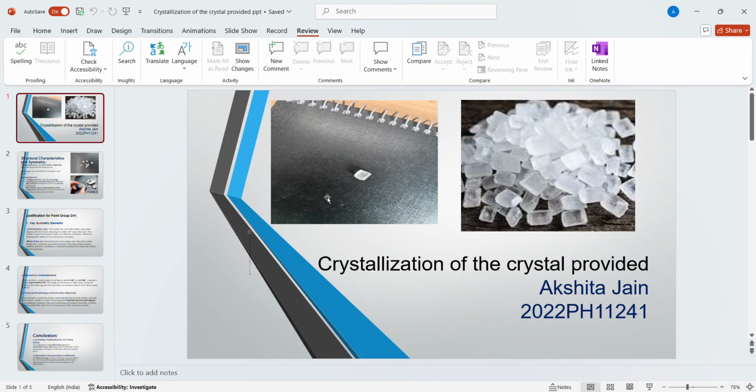Today, I am going to start with the first part of my assignment, which is the crystallization of the crystal provided. We are provided with sugar crystals, and we have to find the point group of these crystals.